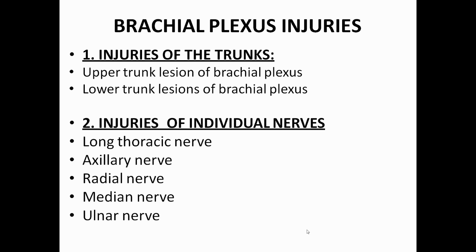First, we will see what type of injury happens to the brachial plexus. Injuries of the trunks, upper trunk lesions and lower trunk lesions of the brachial plexus, and injuries of individual nerves, meaning injury to the long thoracic nerve, axillary nerve, radial nerve, median nerve, and ulnar nerve.